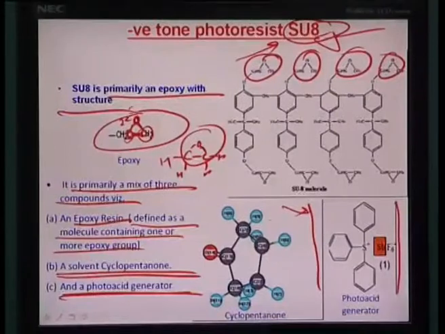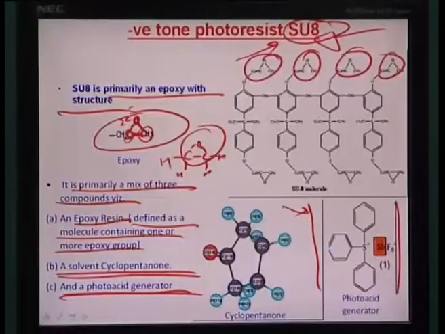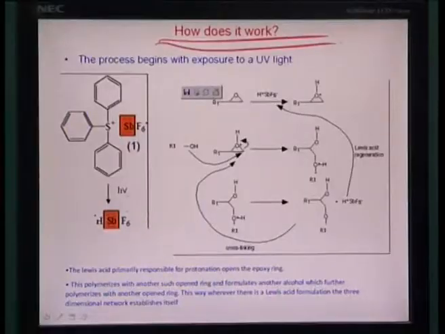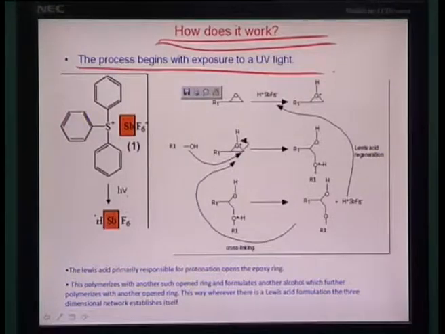It is a weak acid, a Lewis acid, and it actually protonates on exposure to light. Okay. So wherever this kind of material is exposed to light, it will certainly form a proton, H plus, and the remaining compound becomes negatively charged. Let us look at what happens to this proton, or how the photoresist works. If you look at this particular figure here, you can find out that the process really begins with an exposure to UV light in certain selective areas.